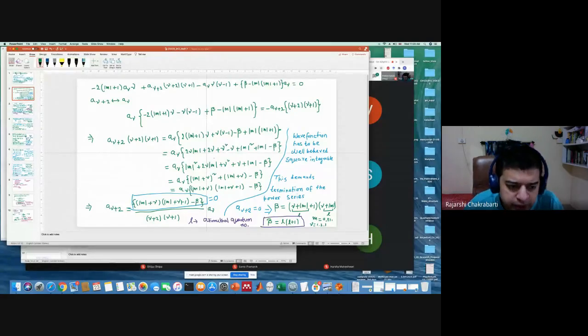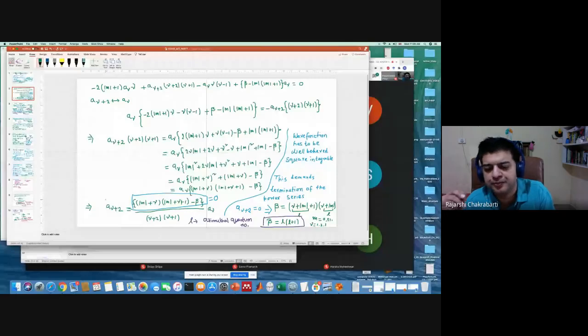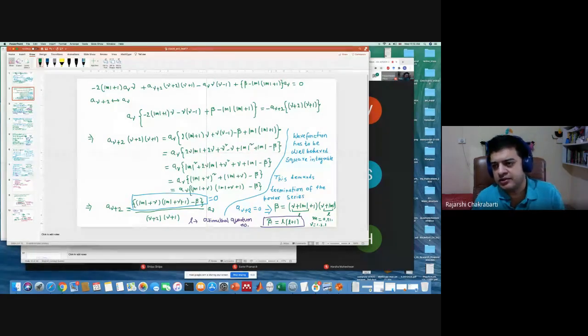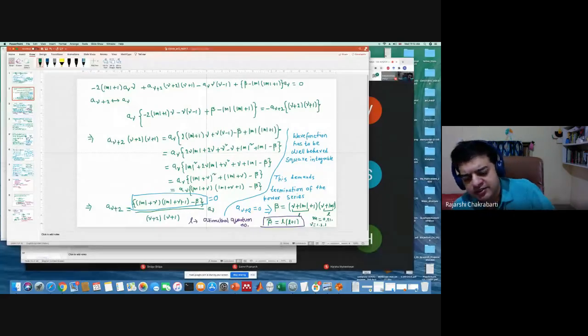So for that I put a nu plus 2 equal to 0, the coefficient for h to the power of nu plus 2. Which basically means the numerator shown here, mod m plus nu into mod m plus nu plus 1 minus beta, has to be 0. Which basically means beta has to be equal to this, and I define a new quantity, nu plus mod m, as small l. So beta is written as l into l plus 1, and this seems quite familiar to some of you.